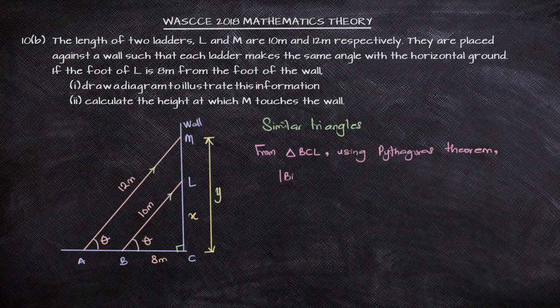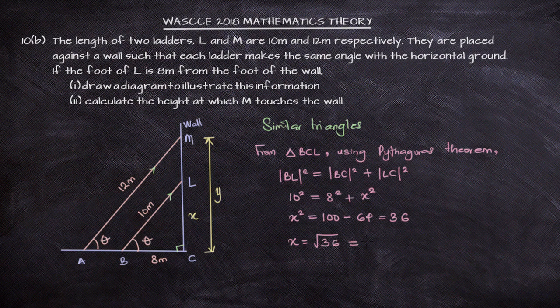So we know that BL squared, which is the hypotenuse, is BC squared, that's the adjacent, plus LC squared, that is the opposite. So we know BL to be 10, then we know BC to be 8, and we are looking for LC, which is X. So X squared will be 100 minus 64, and that is 36, such that our X will be the square root of 36, and that is 6 meters.